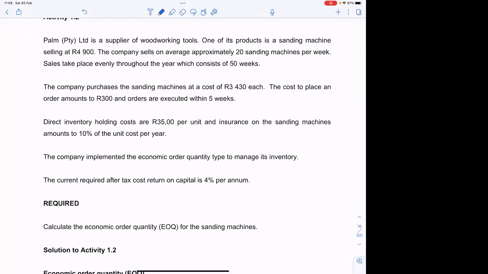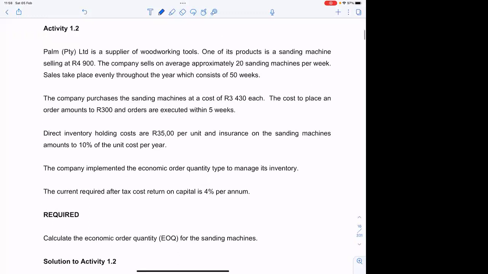Palm Limited is a supplier of woodworking tools. One of its products is a sanding machine. It is selling at 4,900. The company sells on average approximately 20 sanding machines per week. Do you see where the catch is? It is 20 sanding machines per week.